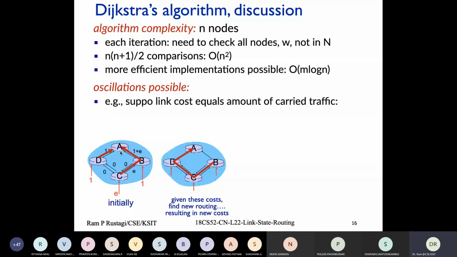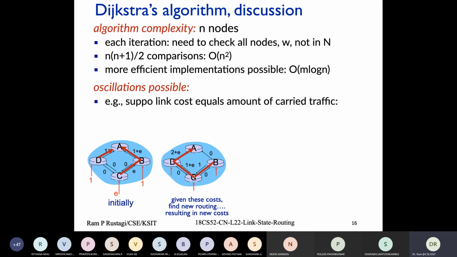So you look at what's happening. This cost is 0, this cost is 0, this cost is 1. But this direction cost is 1 plus E. So next iteration, everybody would follow this path, and that is what you are seeing. When this happens, look at my link cost. This traffic is 1, as cost becomes 1.